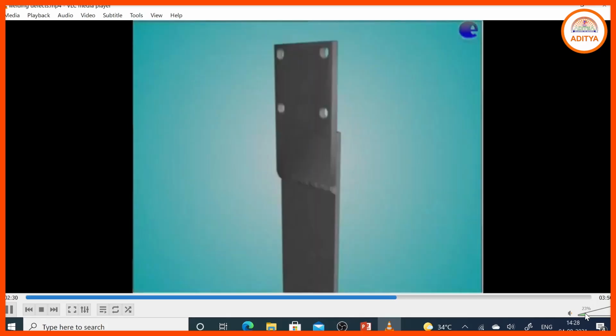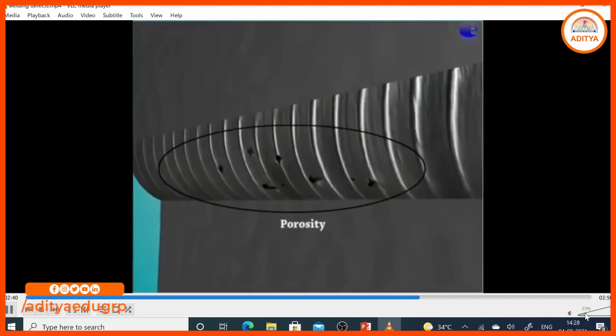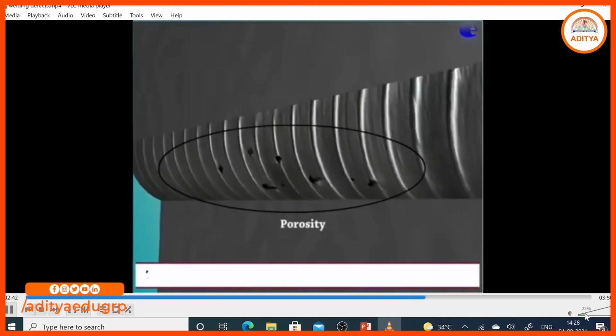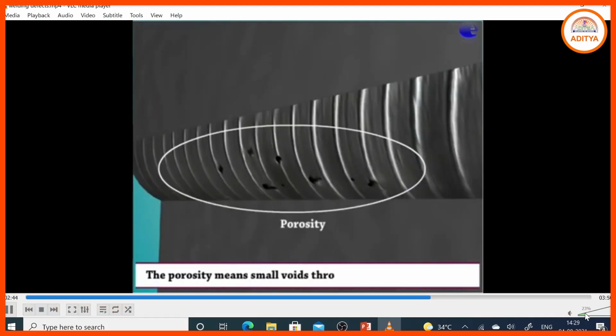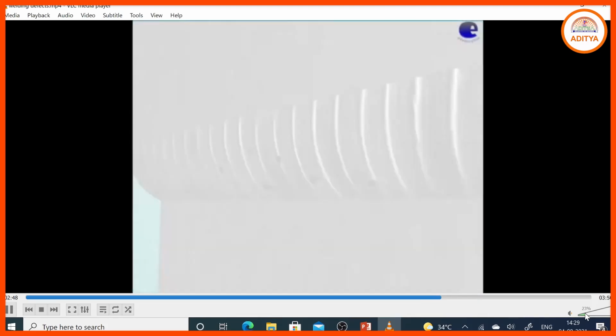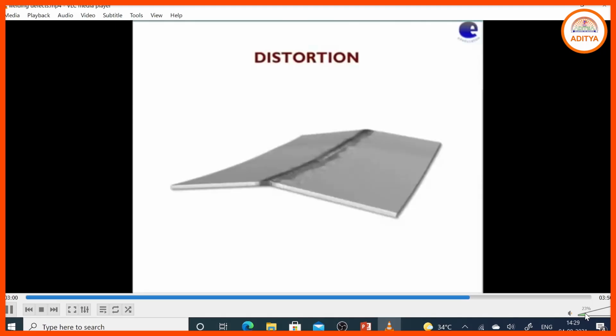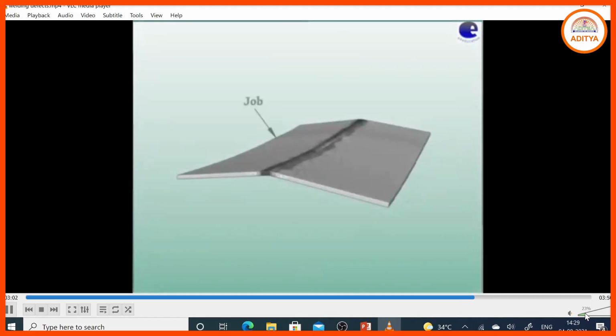Porosity problem: these are the porosity problems, which occur due to gas entrapment. Small voids are created in the metal due to gas entrapment. What are the causes? Entrapment of refractory oxides, improper joint design, poor electrode manipulative technique. Due to that, these problems have occurred.